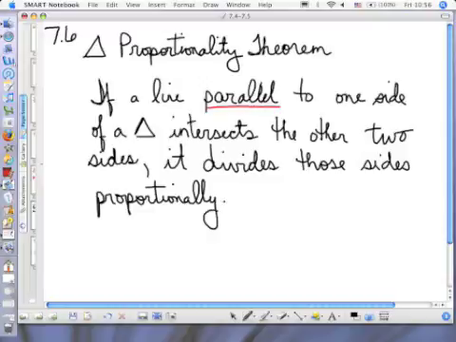Now, after you get this theorem down, we're going to have a picture so we can see exactly what we're talking about. It always makes it easier.